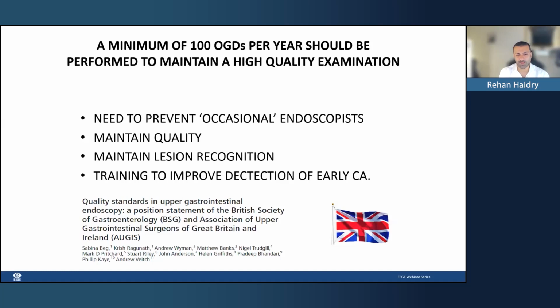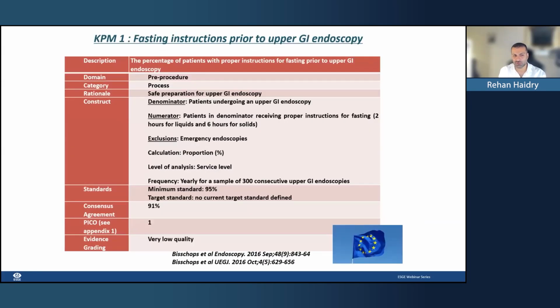This is difficult, and a common mistake that I see is enthusiasts who are doing the occasional gastroscopy every now and then. That is a big mistake. We need people doing a minimum of at least 100 gastroscopies. The more you do, the more you see, the more you learn. So really, really important. This is an aspirational standard.